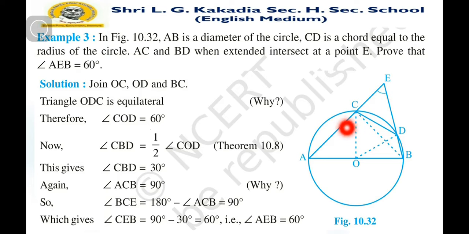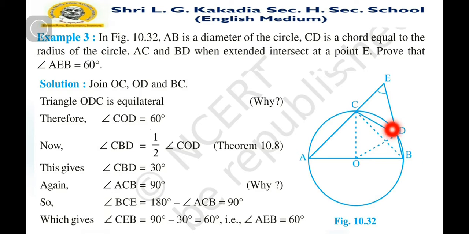Here you can see that. Prove that angle AEB is 60 degrees. We want to prove that this one is 60 degrees. For that, join OC, OD and BC.